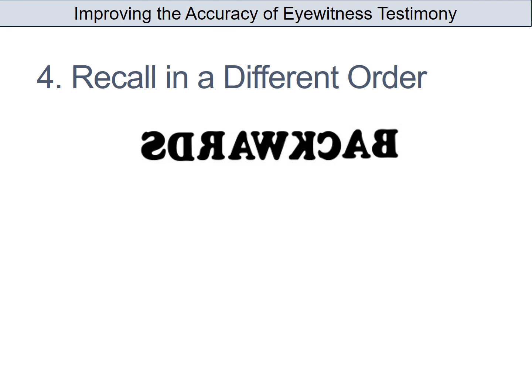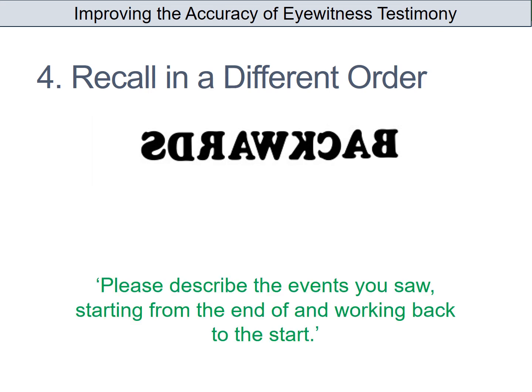The fourth component, recall in a different order, is similar, but instead of asking the eyewitness to recall something that somebody else would have seen who was at the scene, you're asking them to recall the events in a different order to those that actually happened. So the police officer may say something like, please describe the events you saw, starting from the end and working back to the start.